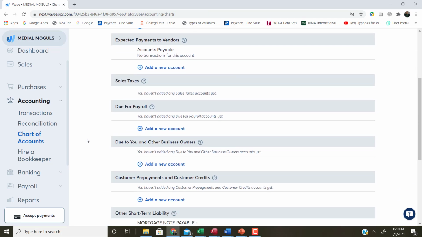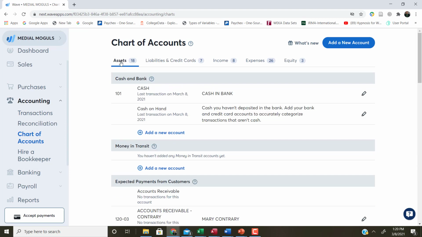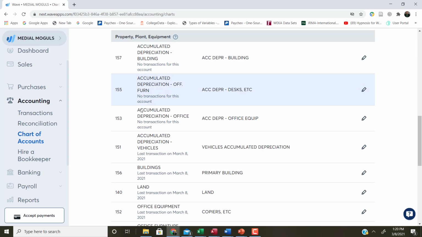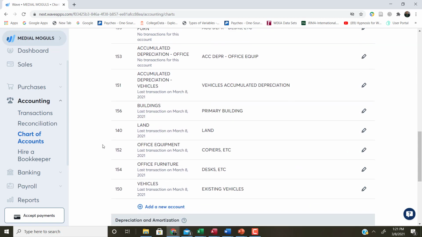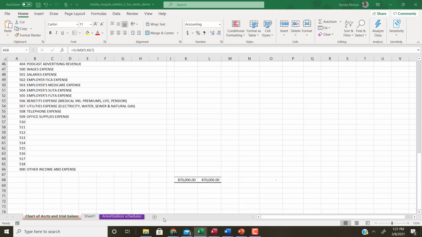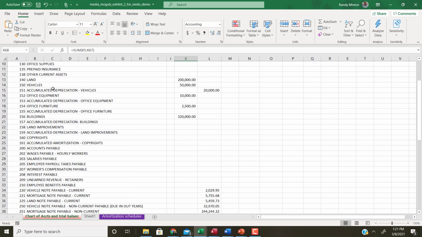And I went down to the, oops, that's the liability side. I want the asset side. I came down here and I created all of these property, plant, and equipment things, the accumulated depreciation for the vehicles and the office equipment, furniture, buildings, and so forth. And here's your land account, okay? And I created all of that based strictly upon what you saw over here for the Media Mogul stuff. So if it was a 140 here for land, it's a 140 over there for land as well.